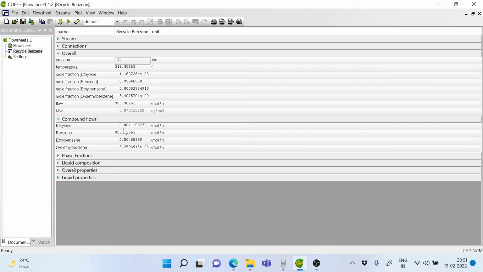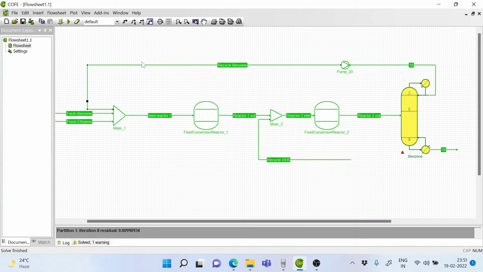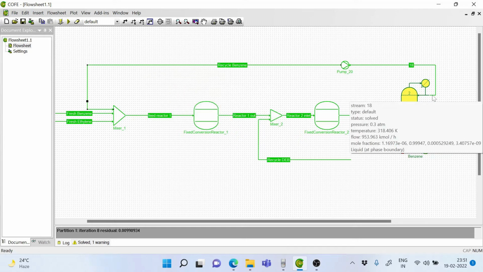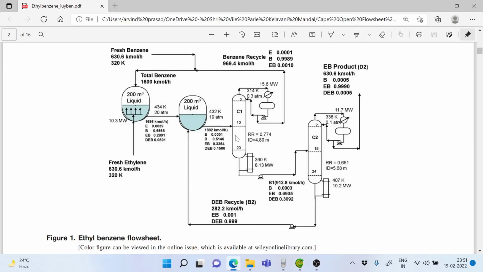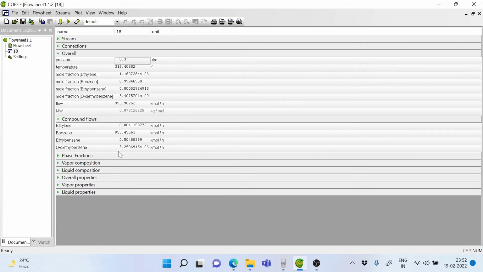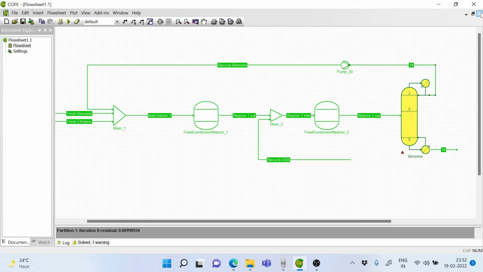Now we have 953 and 0.001. So the mole fraction of ethylene is really very less. Okay. So this could be one of the results that we can take. And the top temperature is 318.406, which is fairly close to what has been found in the flow sheet also. And the amount of ethyl benzene is 0.001. So let's check what we have. The amount of ethyl benzene is 0.0005. That's half of it. And the ethylene is really very less.